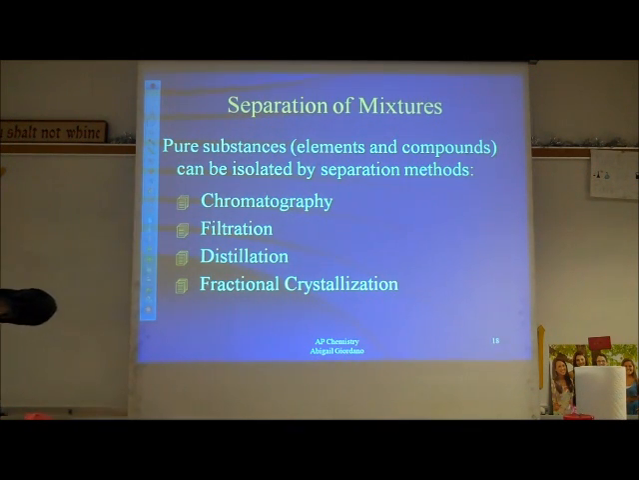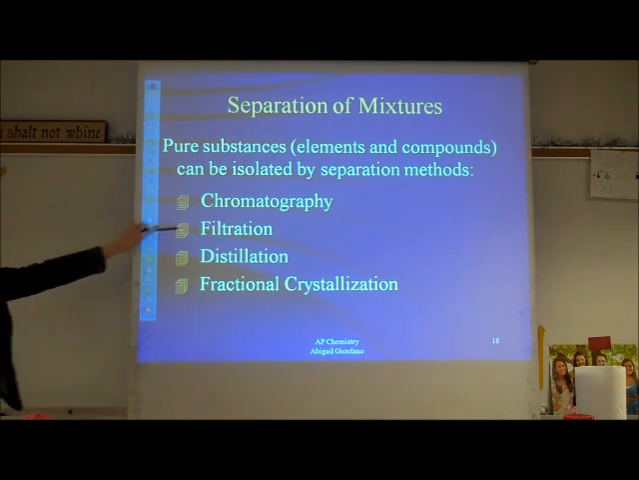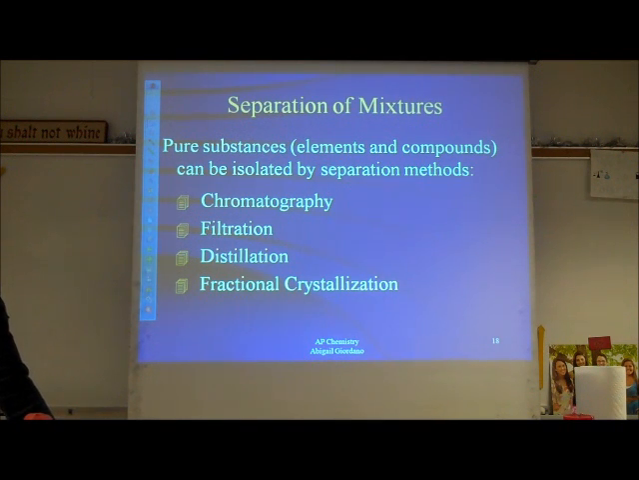Filtration is your simplest one. Take a sample of creek water. It's got rocks, it's got dirt, it's got sticks in it. You pour it through a filter, the water and the small, fine particles are going to go through the filter. The rocks and the sticks and the bigger particles are going to catch on the filter. Filtration is separating things based on what property? Particle size. The smallest particles will run through. The big particles will get stuck on the filter paper.